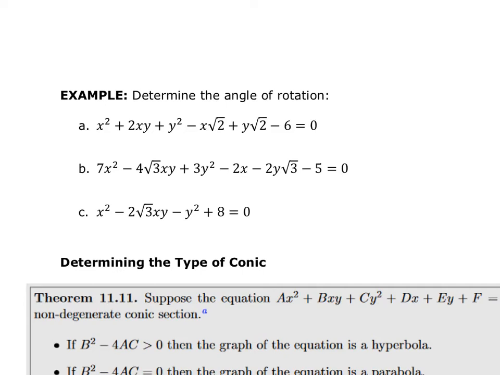So if we're asked to find the angle of rotation, what we know is we have the cotangent of 2 times my angle is equal to a minus c divided by b. So I start pulling off those values a, c, and b. I have ax squared plus bxy plus cy squared, and then all the rest of the stuff. So I only need to pay attention to the coefficients on the x squared, the xy, and the y squared.